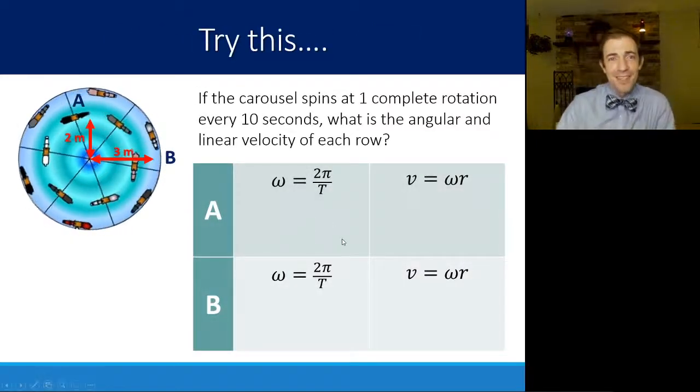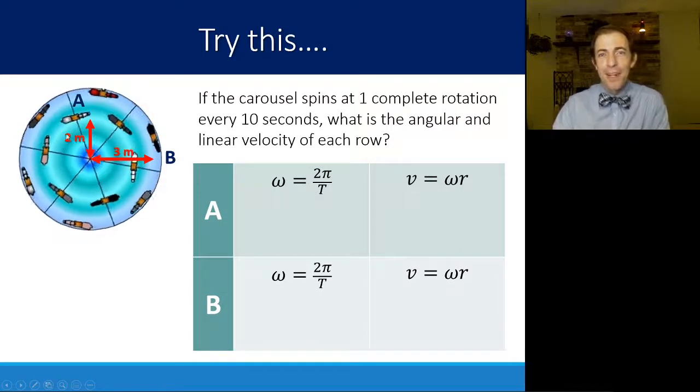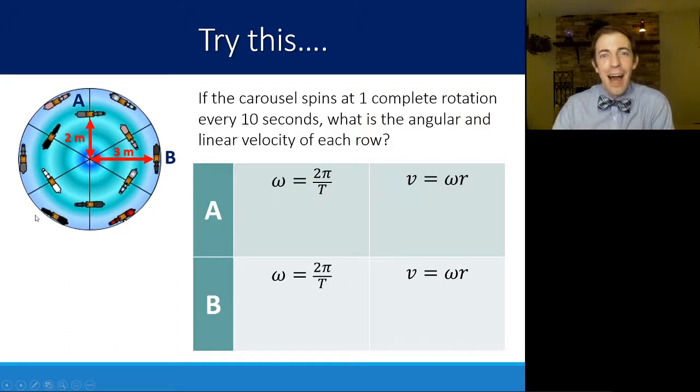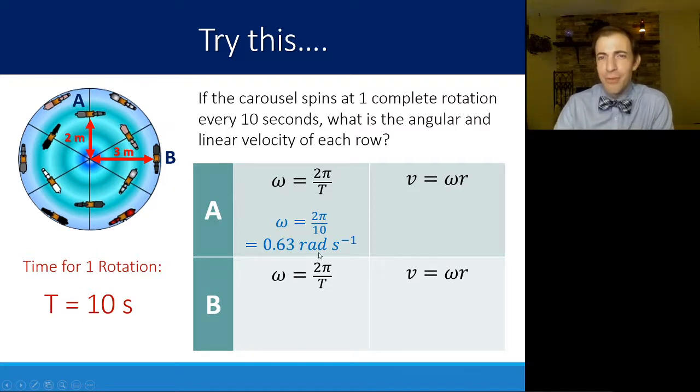All right, one last scenario with our carousel. It goes one complete rotation every 10 seconds. That's what I have it animating here. We can find the angular and linear velocity of each row. The angular velocity is going to be just 2 pi over T, because we know the time for one rotation was 10 seconds. So 2 pi is one complete revolution in terms of radians. So for this A row, that inner row, we can calculate 2 pi over 10 is 0.63 radians per second.